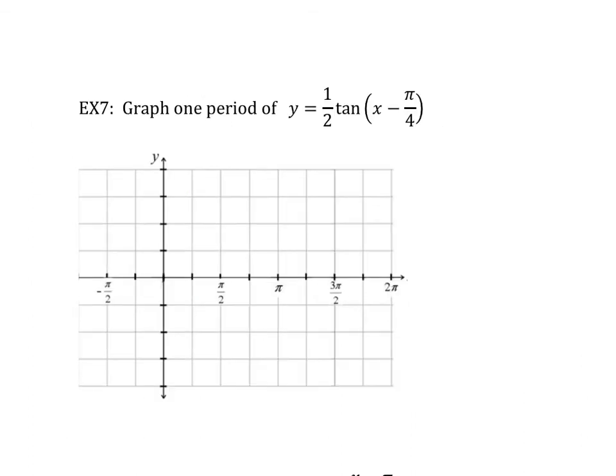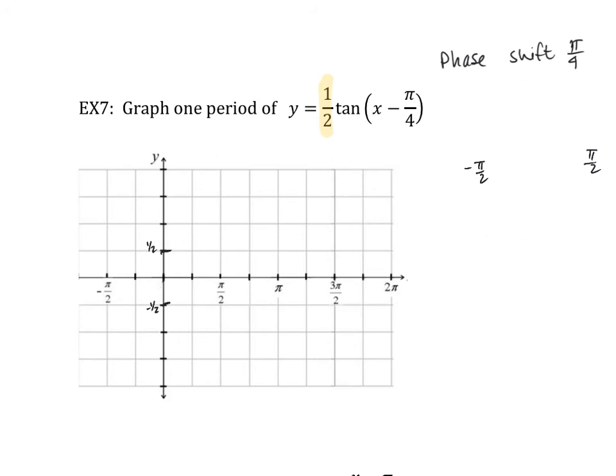Okay, so I have 1/2 tangent of x minus pi over 4. So I do have a phase shift, and that's pi over 4. Then I also have this 1/2, which means that usually my key points would be at 1 and -1, but I'm just going to have my key points at 1/2 and -1/2. All right, so typically tangent has asymptotes at -pi over 2 and pi over 2, but the phase shift is sliding everything to the right.